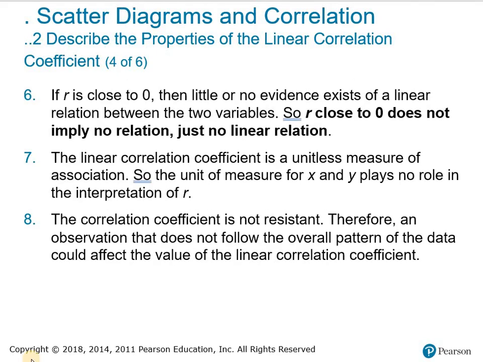If r is close to 0, then little or no evidence exists of a linear relation between the two variables. So r close to 0 does not imply no relation, just that we don't have a linear relation. The linear correlation coefficient is a unitless measure of association, so the unit of measure of x and y plays no role in the interpretation of r. The correlation coefficient is not resistant, therefore an observation that does not follow the overall pattern of the data could affect its value.